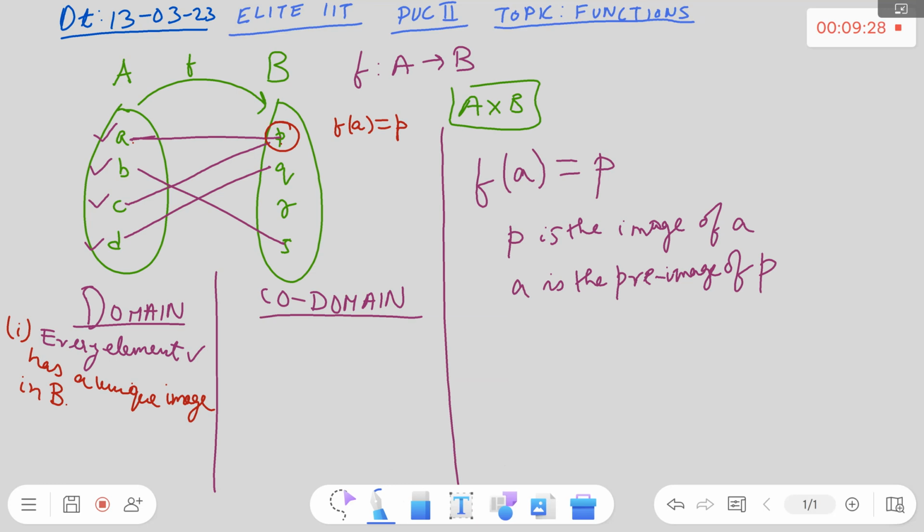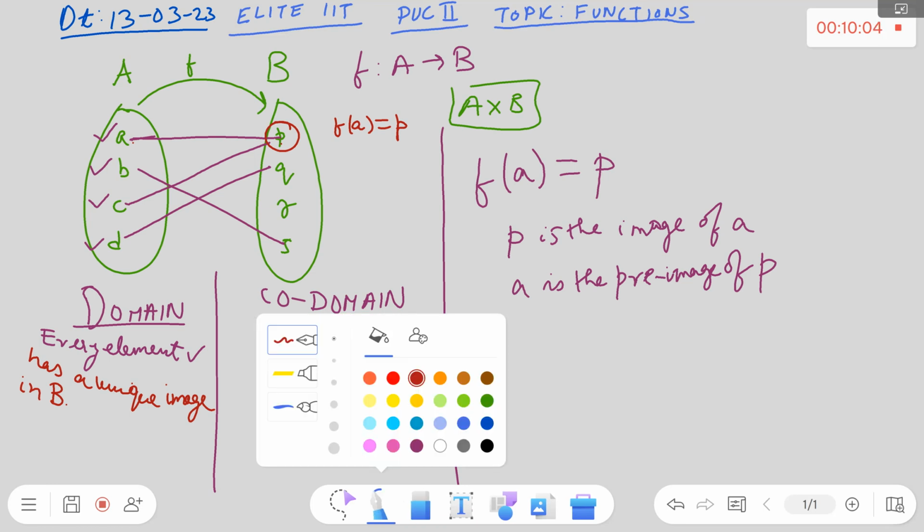And remember, each and every element of A must be included. Each and every element of A must have a unique image in B. This is the first point, and the second point is what? First point is every element must be included. Second point is it has a unique image. Okay? So you don't need to write it with numbers like that. Every element has a unique image in B.